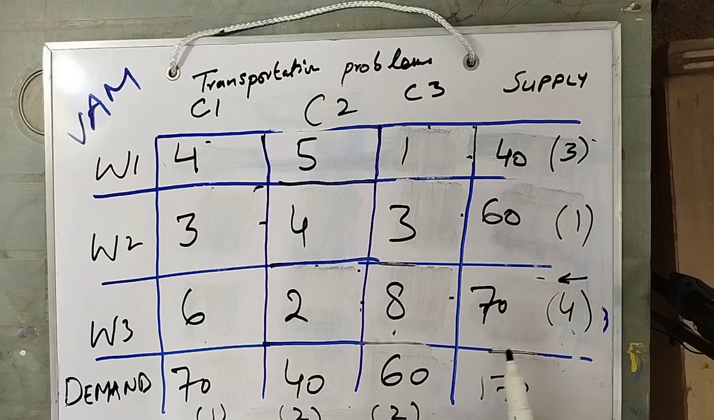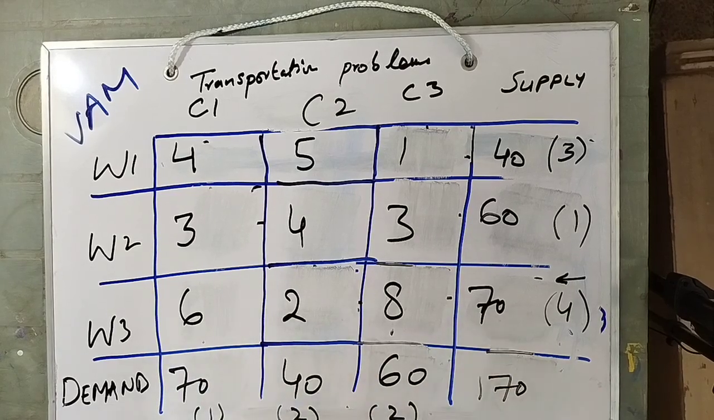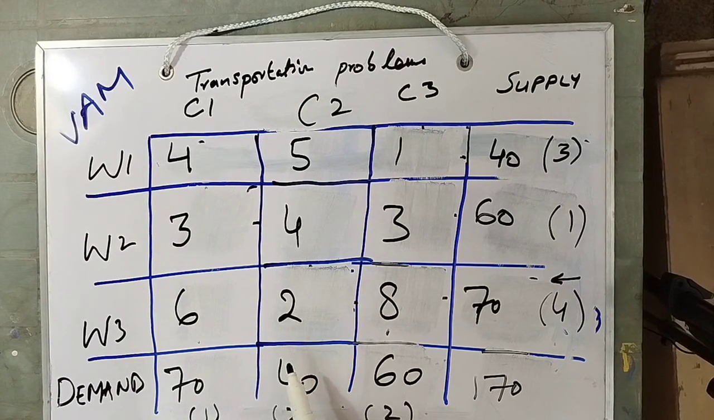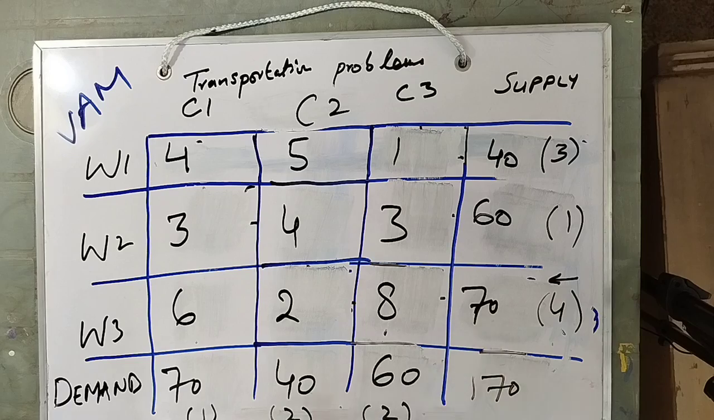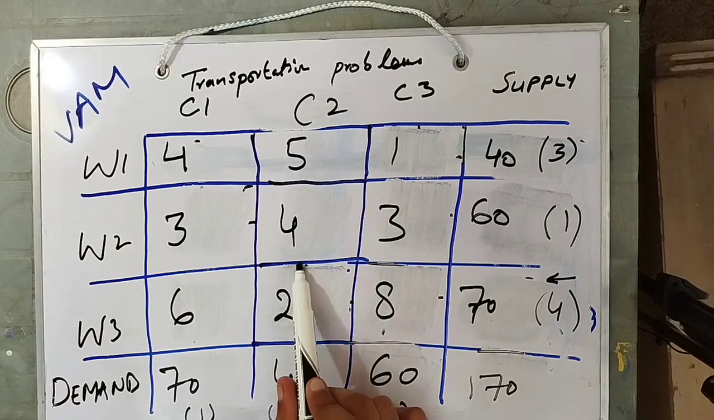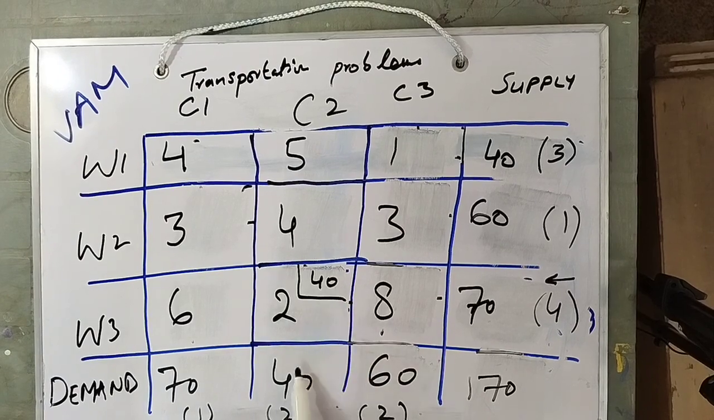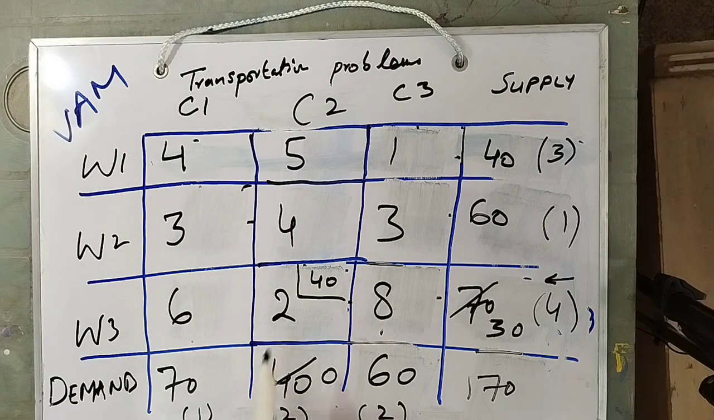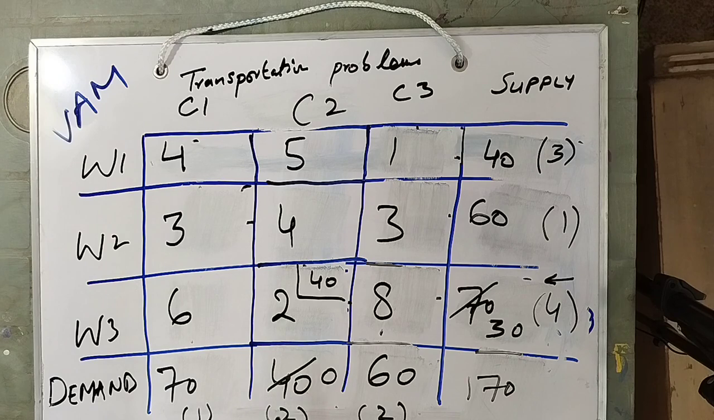In that row you will see which one is the least cost. You see 2. So over here we see, of the demand and supply, which one is the least. You see the demand is least, that is 40. 40 will be 0, 70 will be 30. 30 will be remaining. So you see this cell is allocated.